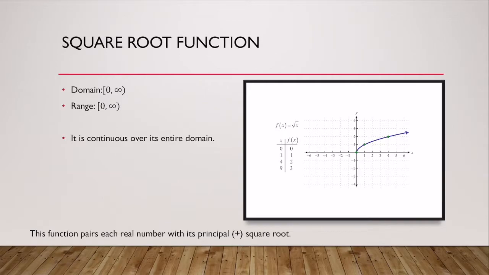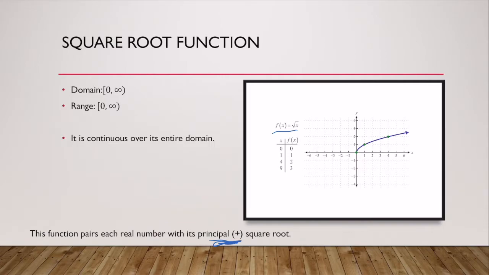So let's talk about the square root function. The square root function, which is f of x equals the square root of x, matches each real number with its principal positive square root. Because we cannot take the square roots of negative numbers, its domain only goes from 0 to infinity, and its range goes from 0 to infinity as well, with 0 included.